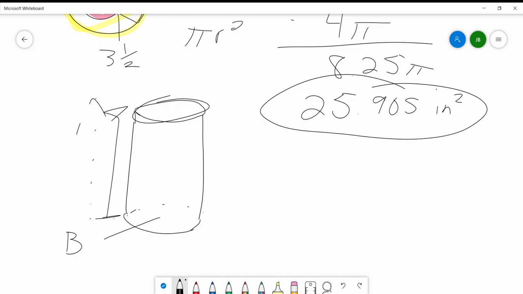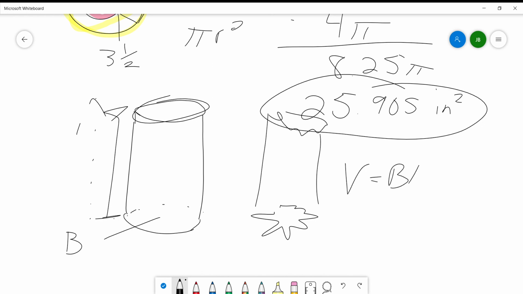Now, whatever this shape is, if it's a wonky shape, and it goes up into a wonky shape, that's the same. The basic formula is still the same. The volume equals the base times the height, as long as it's the same throughout.